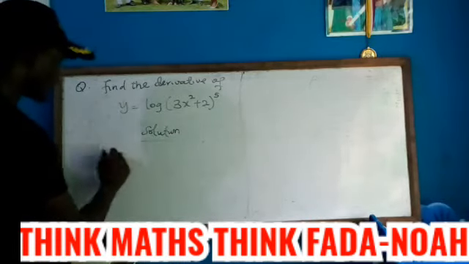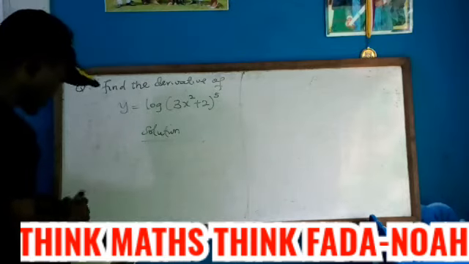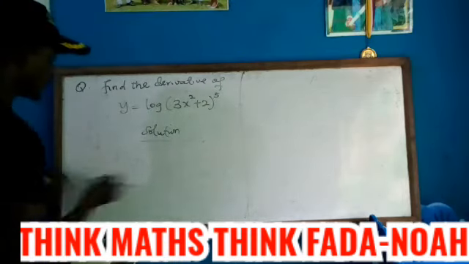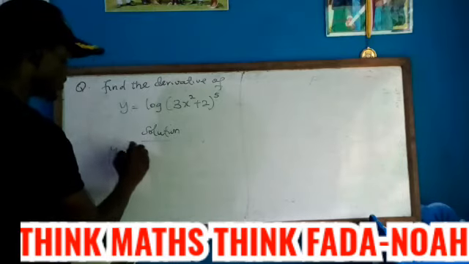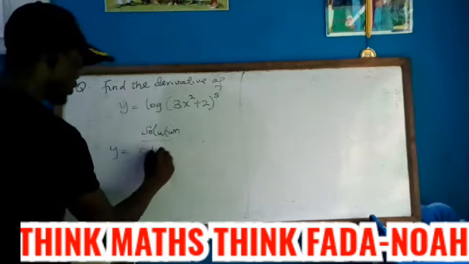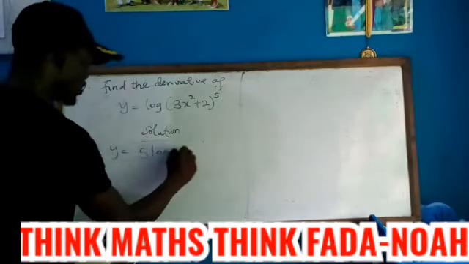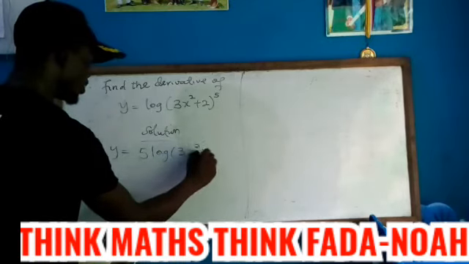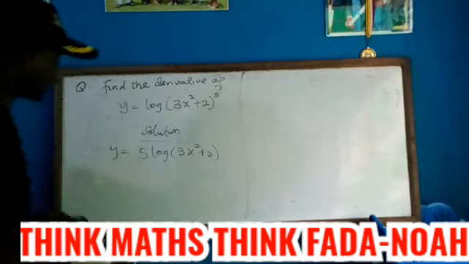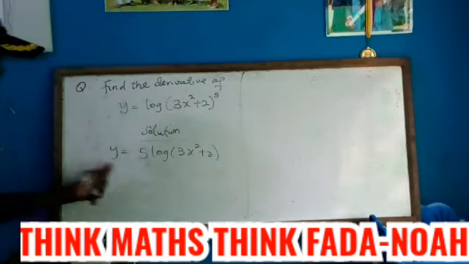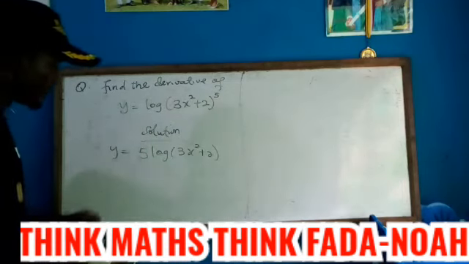So we have y to be equal to 5 log of 3x squared plus 2. Alright, so now we are left with finding y prime, or the derivative.